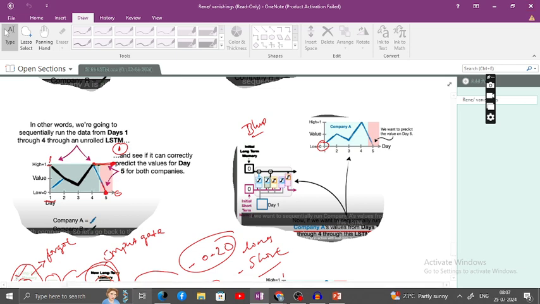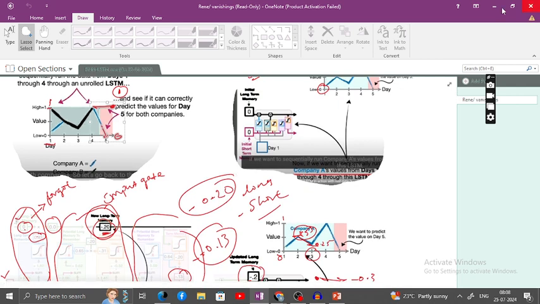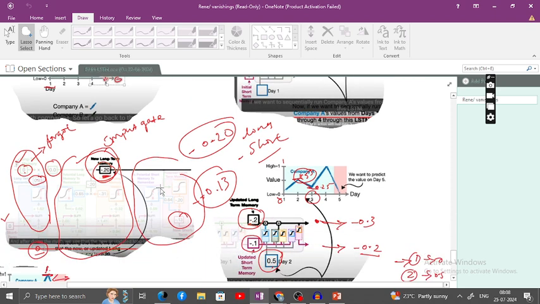So let us look at this, guys. Whatever is in the purple color is the predicted output. We can see whether it can correctly predict the value for day 5 or not. Let us see for both the companies. Let us assume the blue color company first. Day 1 is 0, day 2 is 0.5, day 3 is 0.5, day 4 is 1, and day 5 is 0. You already know the day 5 value is 0, you already have the output. Now you want to check whether my LSTM network is going to predict this perfectly or not. So let us see.